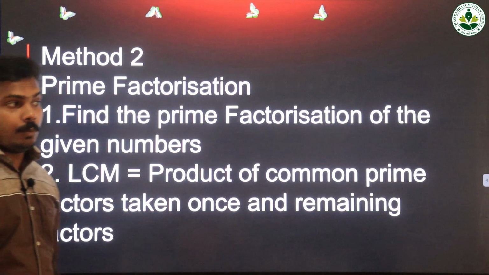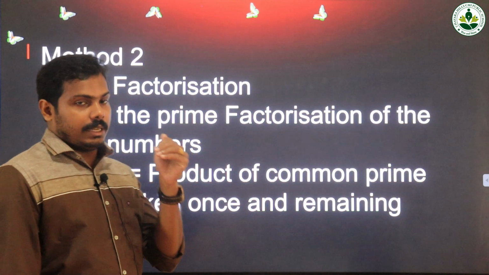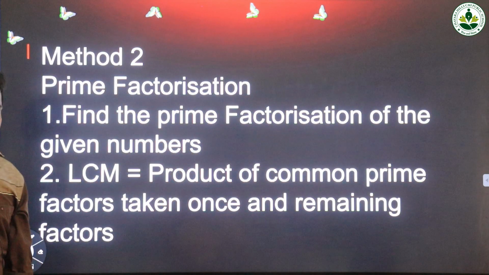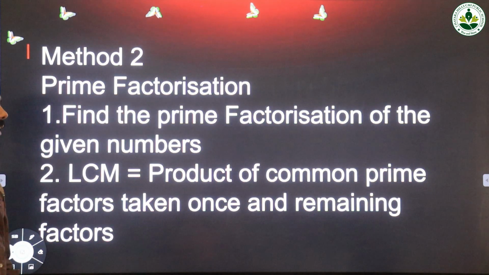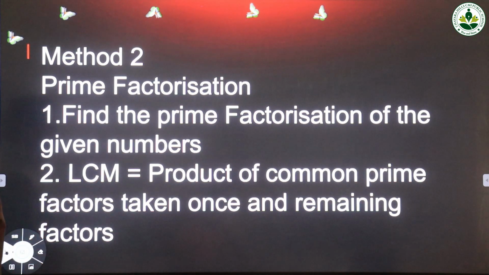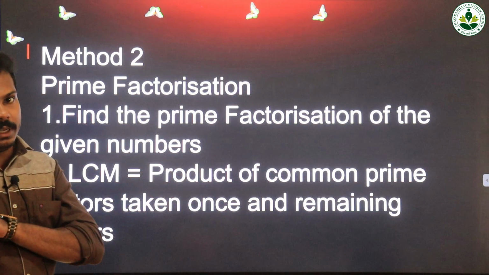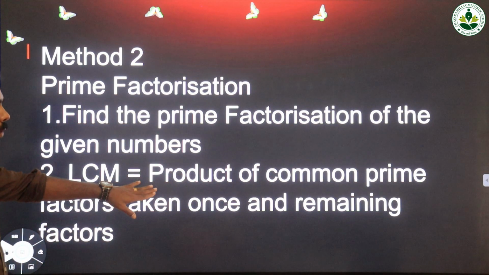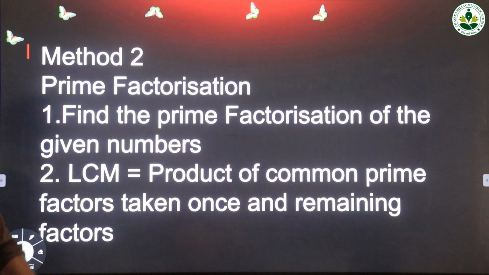So we move to the next method. The first one is difficult, so we move to the next method. The second method is the prime factorization method, which we also use for finding the HCF. Here, find the prime factorization of the given numbers. We know how to find the prime factorization. Then from that, how will you find the LCM? For finding the HCF, first we take the common factors, then multiply them. But here, how will you find the LCM? Product of common prime factors taken once and the remaining factors.